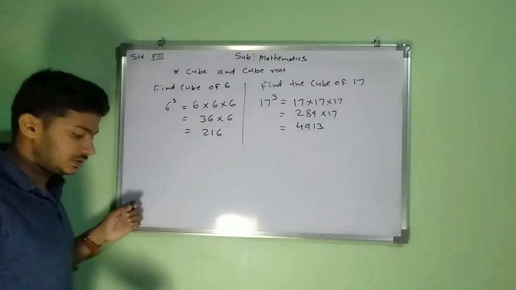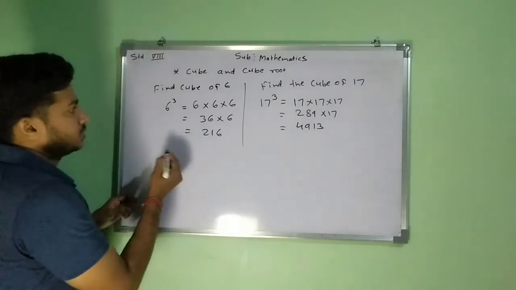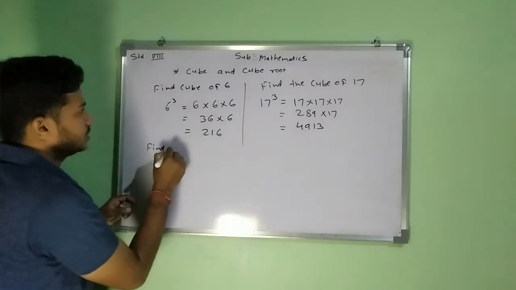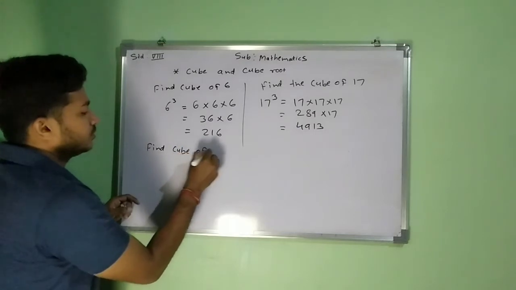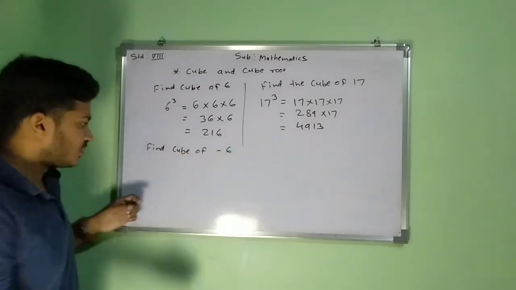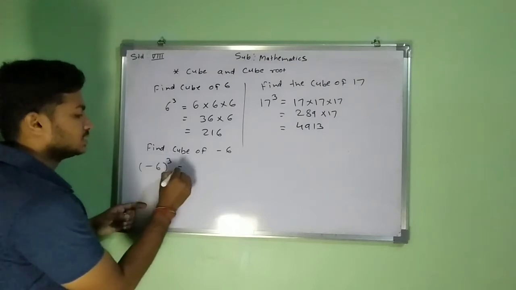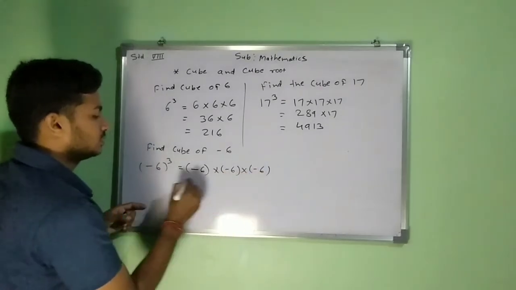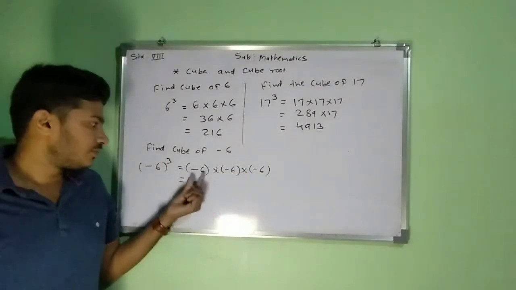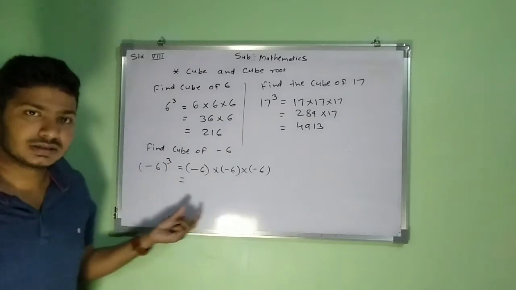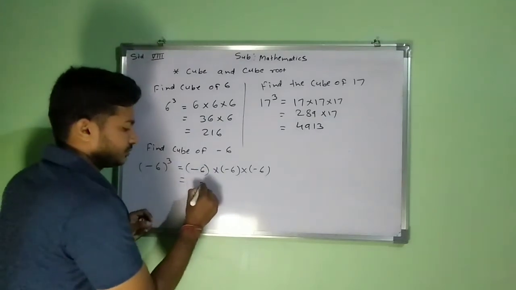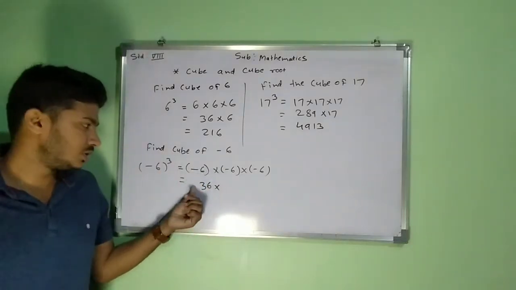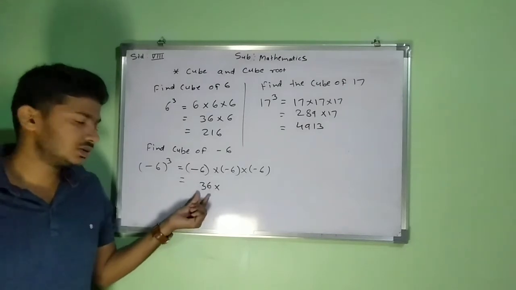Now we will take one more example. Suppose our question is find the cube of minus 6. So we have to write minus 6 raised to 3, which is equal to minus 6 into minus 6 into minus 6. Now look here, minus 6 into minus 6 will be plus 36, because the product of two negative numbers is positive.